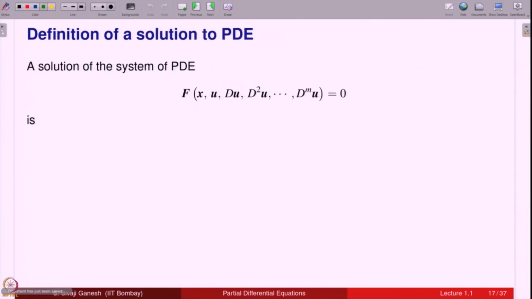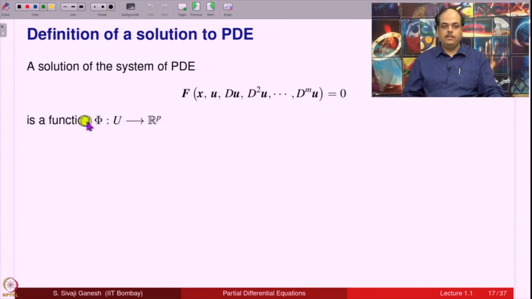Now, we have to define what is the solution of the PDE. A solution of the system of PDE which is defined here is a function. When we say function, we mean with some domain. So, it is a function phi with domain U. Of course, here we have written the system for a vector variable, the dependent variable is vector valued, therefore, this phi is also vector valued, into R^p, with what property? U is a subset of omega d.